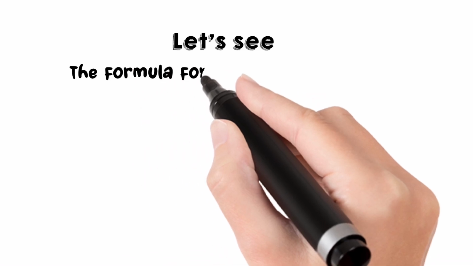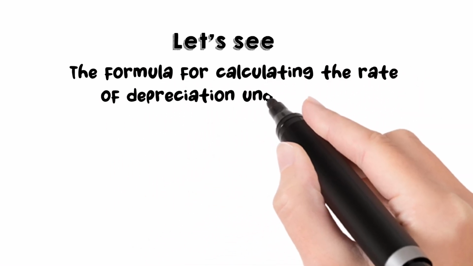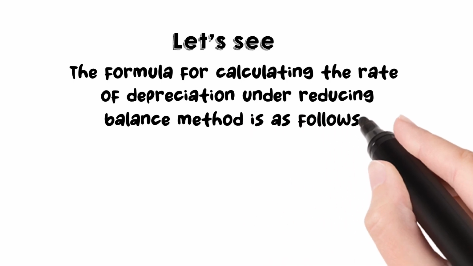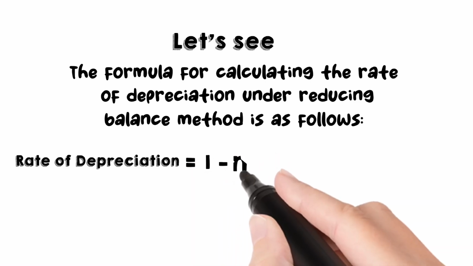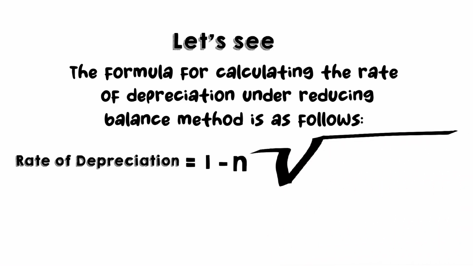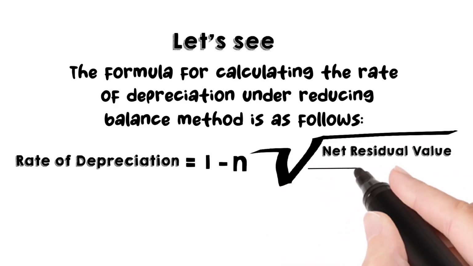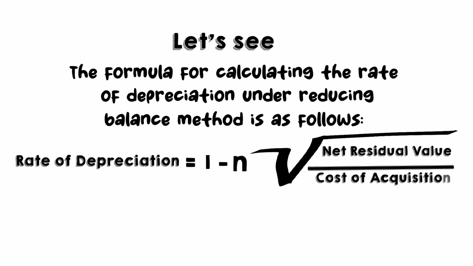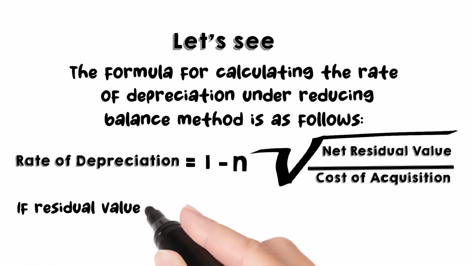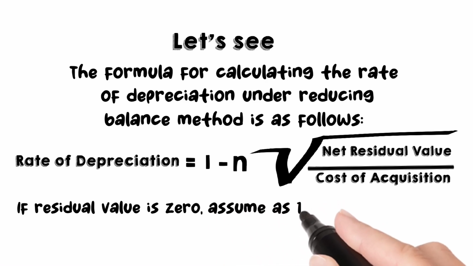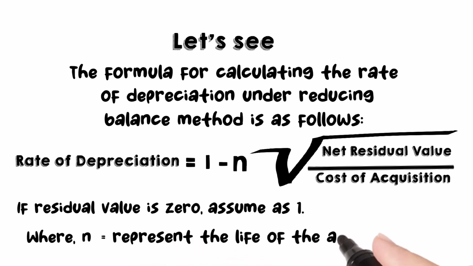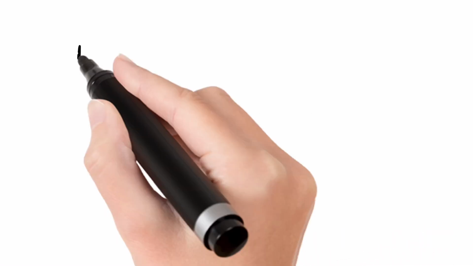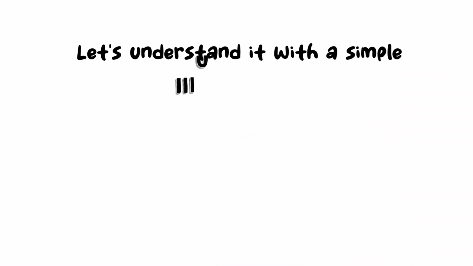Let's see. The formula for calculating the rate of depreciation under reducing balance method is as follows. Rate of depreciation equals 1 minus the nth root of net residual value divided by cost of acquisition. If residual value is 0, assume it as 1, where N represents the life of the asset in years. Let's understand it with a simple illustration.